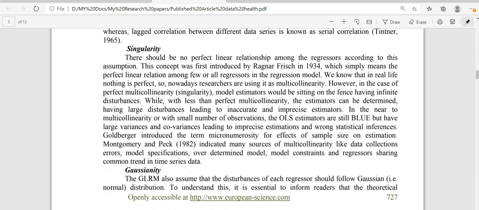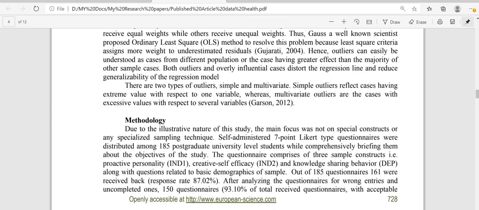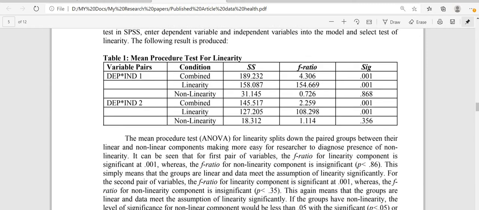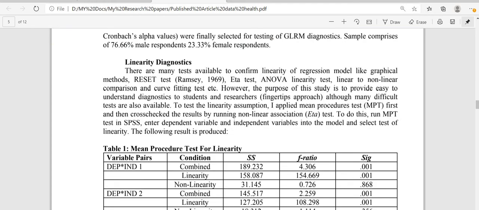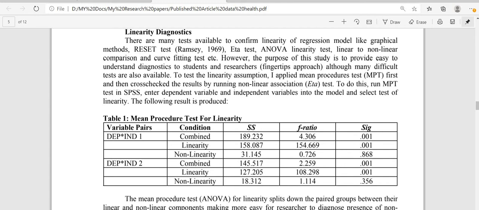So let's go to the diagnostics methodology. This is a linearity diagnostic. There are many ways to test the linearity of your variables. For instance, there are some graphical ways, the RESET test, the eta test, the ANOVA linearity test, linear to nonlinear comparison and curve fitting tests that you can use to test the linearity assumption for your regression model. I will apply the means procedure test and then I will validate the results by using the nonlinear association eta test. And in this article I have explained this.